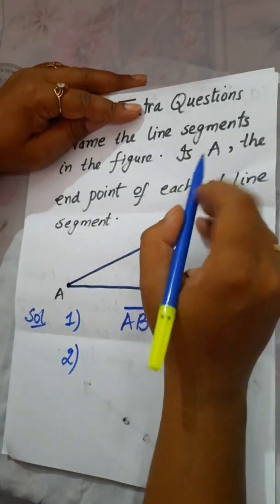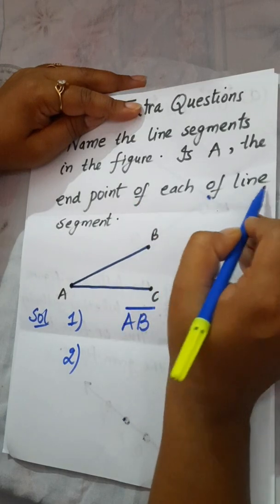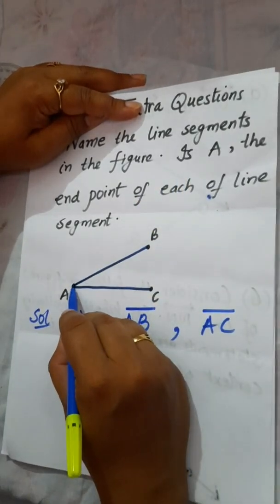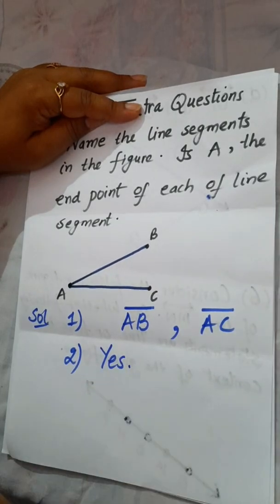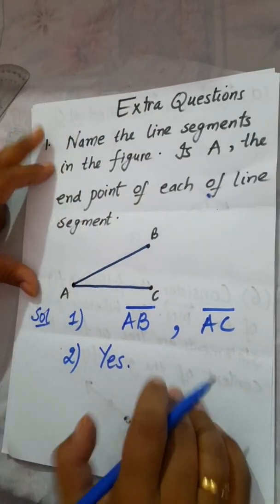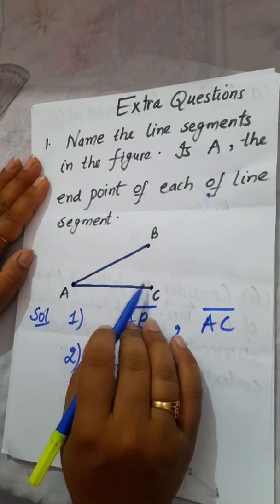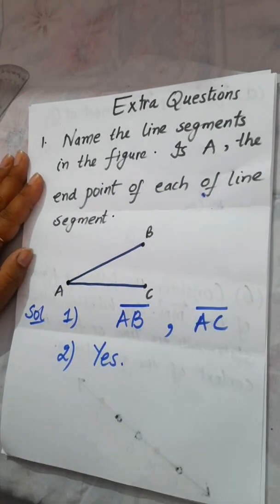Now the second is: is A the endpoint of each of the following line segments? Here A is the endpoint of each of the line segments, so the answer is yes, as A is the endpoint of each of the two line segments. So this is your first extra question.